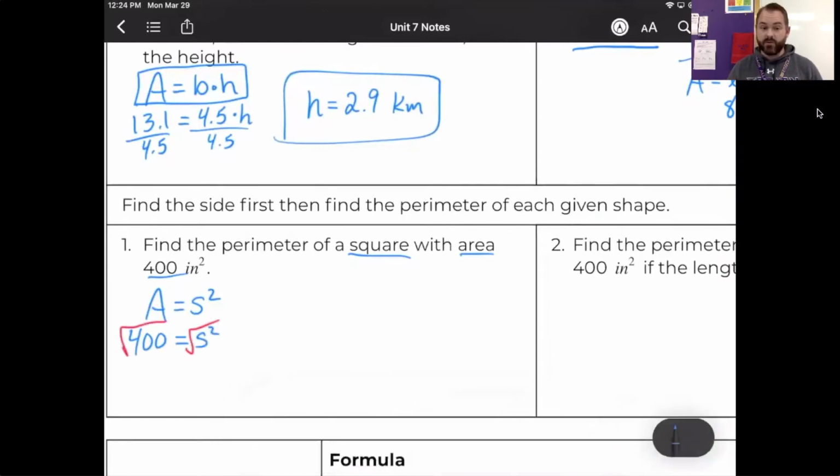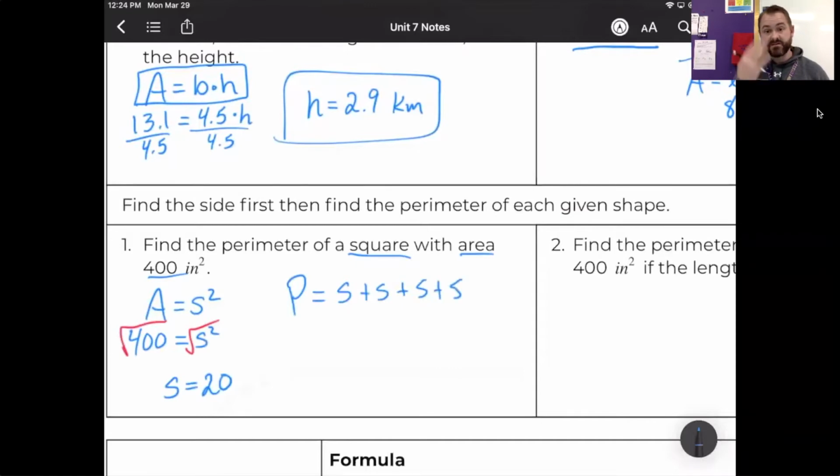When I do the square root of 400, I get the side length is 20. So that means I can use that side length to find my perimeter. Remember, the perimeter is just the sum of all the sides. Side plus side plus side plus side, because the square has 4 sides, but they're all the same, right? So it could be like doing 4 times the side length, or in this case, 4 times 20, which is 80 inches.